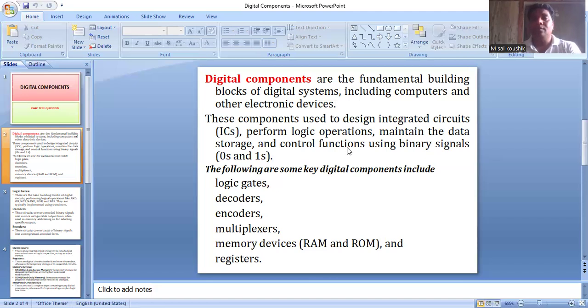Basically, the digital components of the digital devices or electronic devices are classified into the following categories. Number one, logic gates. You have full experience about this word. Decoders, encoders. Just I told. These two words will depend on plain text to binary text, binary text to plain text. Decoding, encoding, encryption, decryption. So listen carefully here.